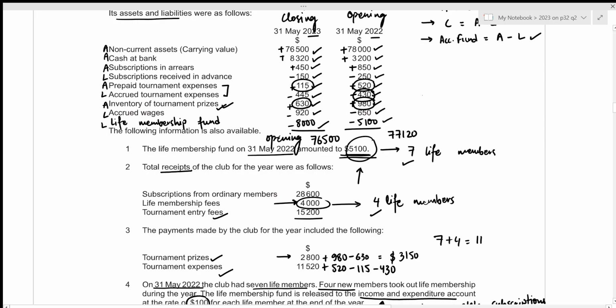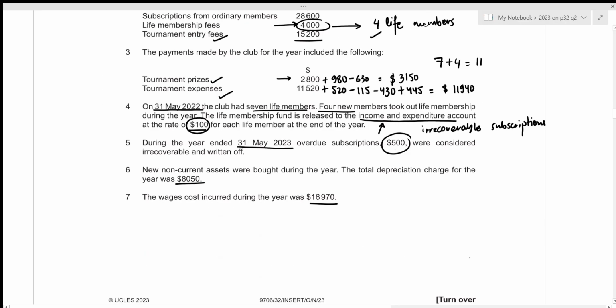And for our closing date, we have 445. So these are the expenses for the current year, which we are yet to pay. Regardless, these are the expenses of the current year, which means that we need to include it. That is why we'll be adding 445. Now this gives the tournament expenses for the year to be 11,940. Let's write it down.